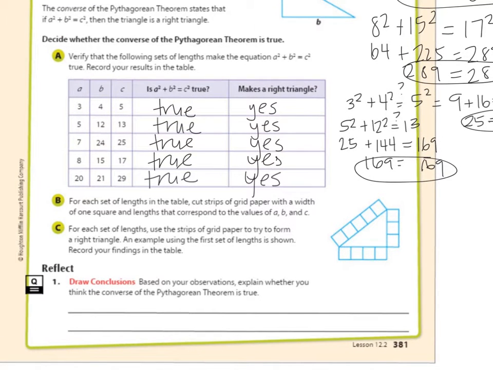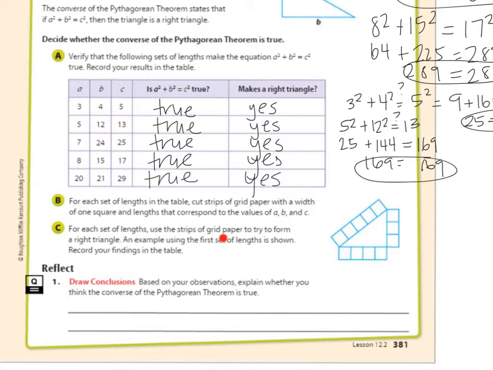For each set of lengths in the table, cut strips of grid paper with a width of 1 square and lengths that correspond to the values A, B, and C. So that's what they did here. That's what they wanted us to do. That's going to take some time, so you are welcome to do that, but we're going to go ahead and just imagine that we did that.